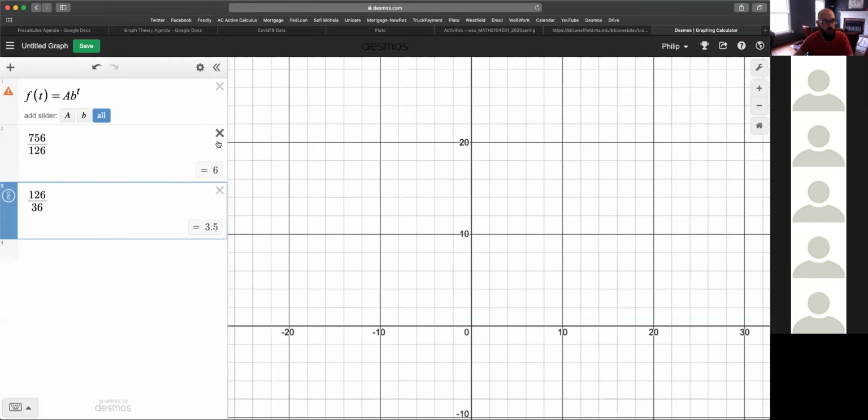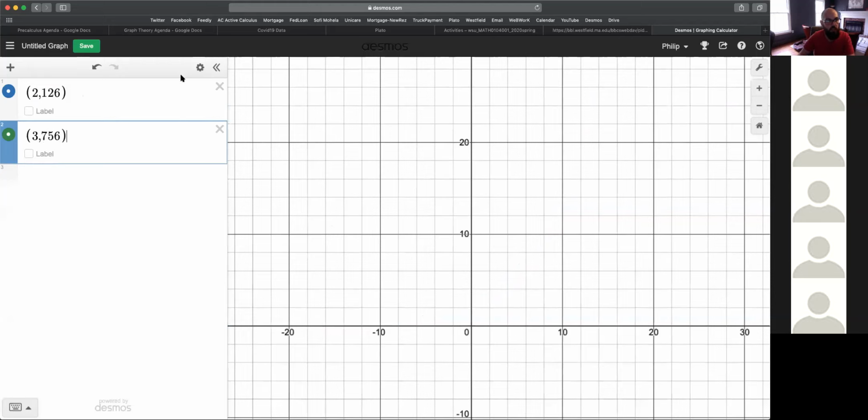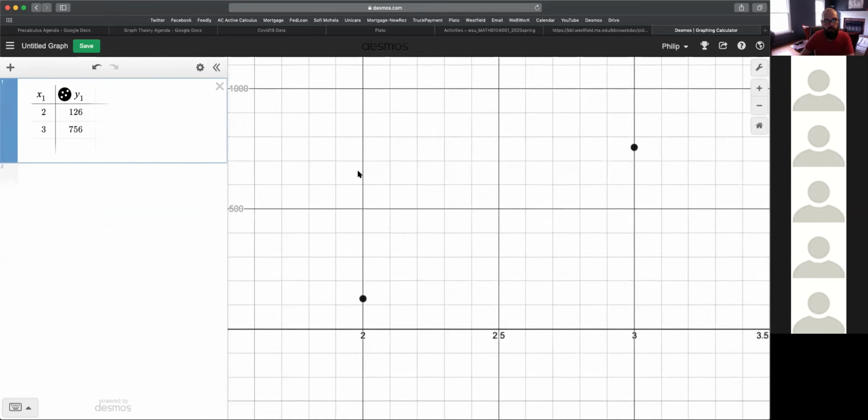And so what we want is our data. What was given to us was 2, 126 as one of our points, and then 3, 756 as another. As we're going along, here's a nice tip: if you want to visualize data quickly in Desmos, you can put it into a table. If I put these 2 points into a table, there's a little zoom button. I can click that zoom and it will bring me into a nice window.